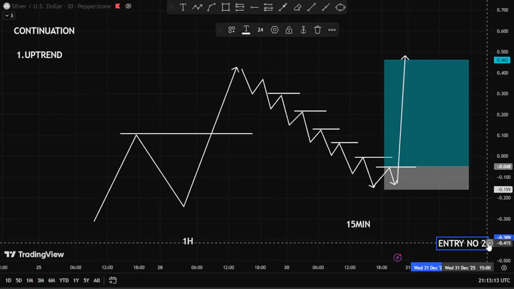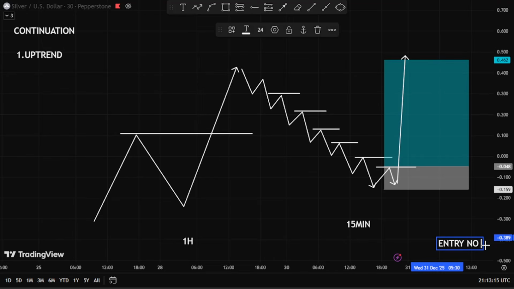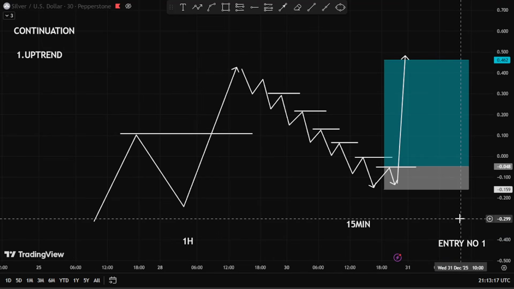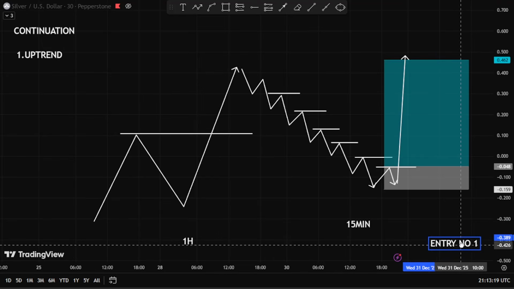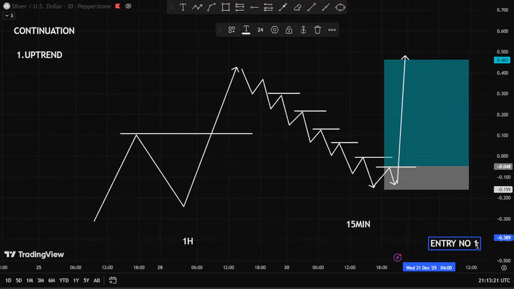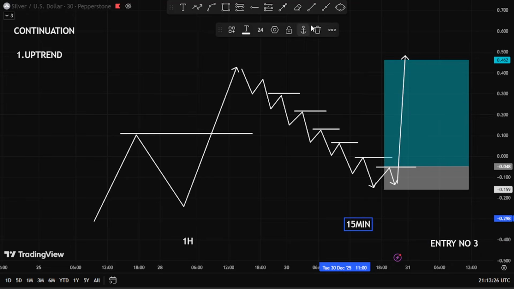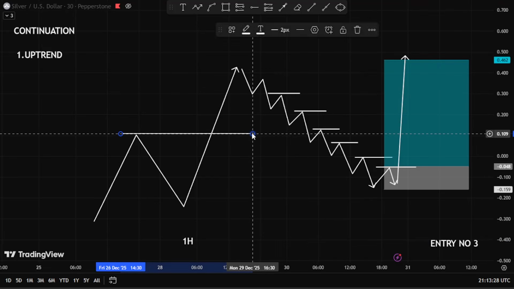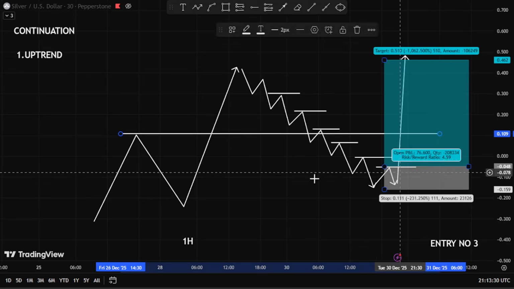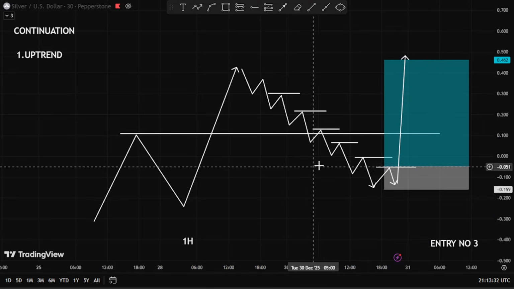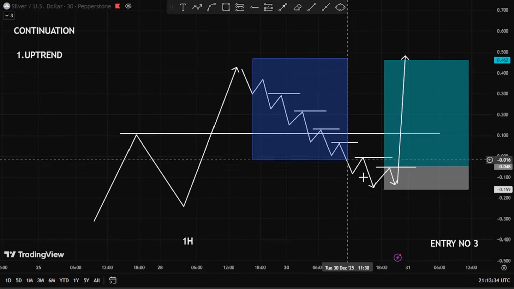For entry number 3, you don't need to go to the lower time frame. You just need a higher time frame movement. But you can also go to the lower time frame and track orders. Entry number 3 basically happens when price comes back above this level.